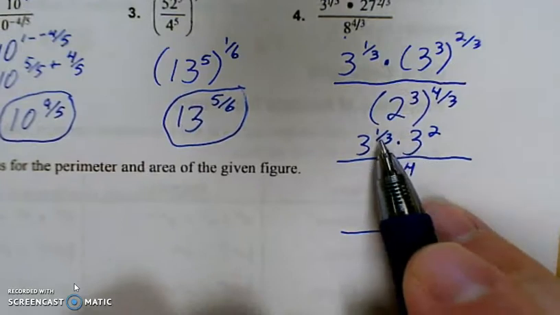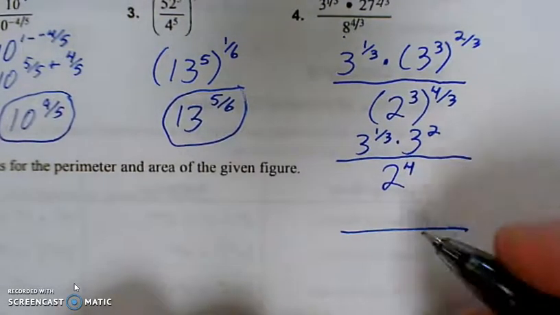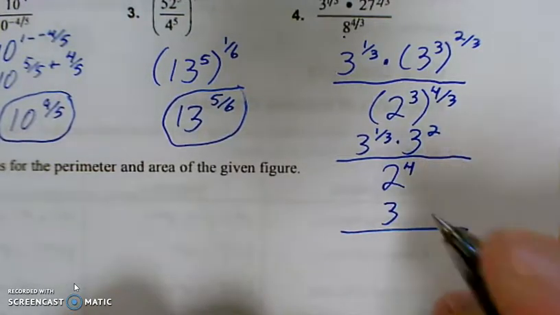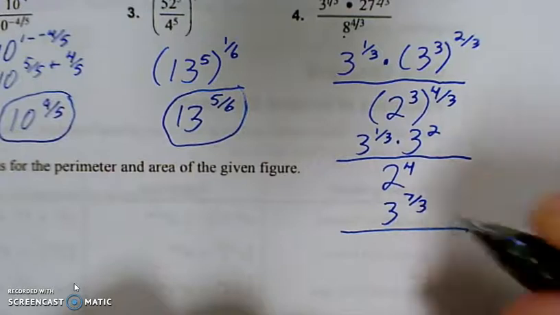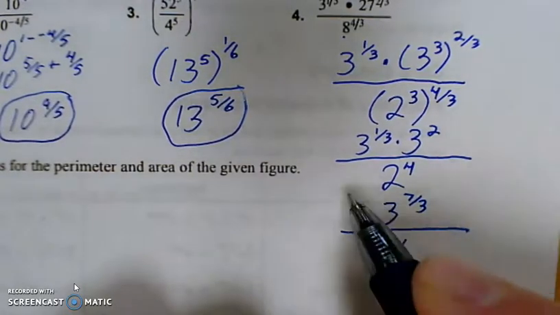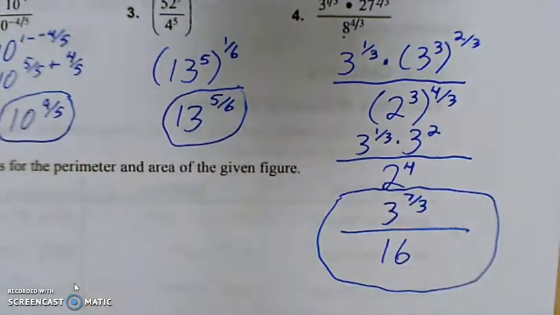Now I can actually add these two exponents on the numerator since each base was 3. So that would be 3 to the 1/3 plus 6/3 would be 7/3. 2 to the 4th power can be simplified. That's going to be 16. And that's actually a good answer right here. That's as far as you can take it.